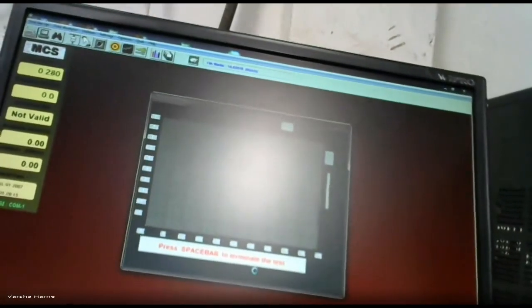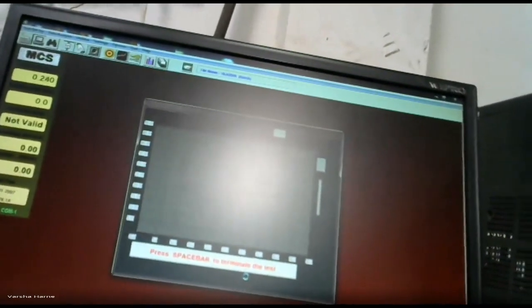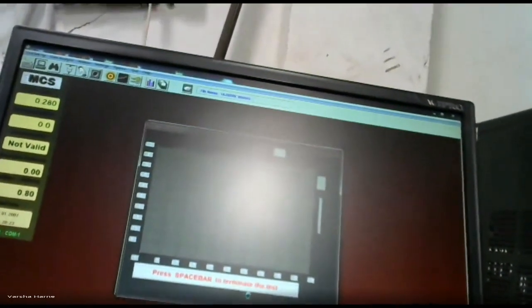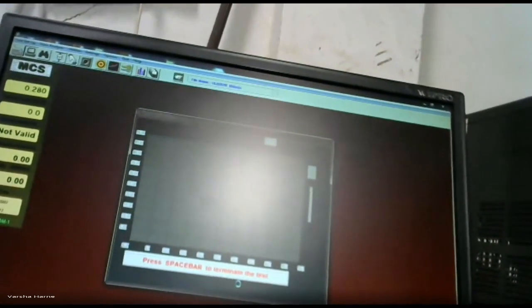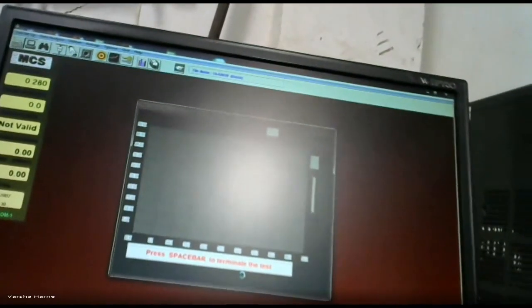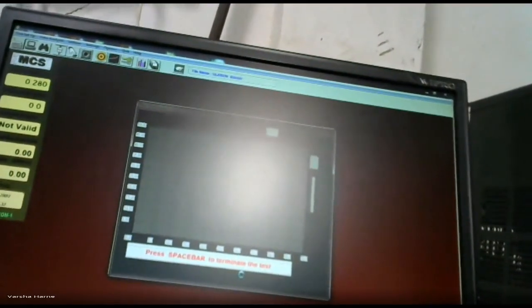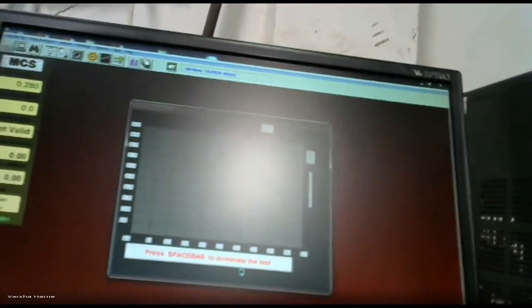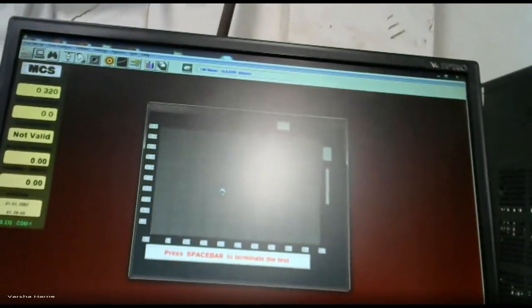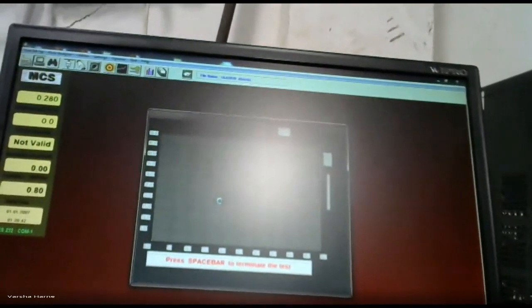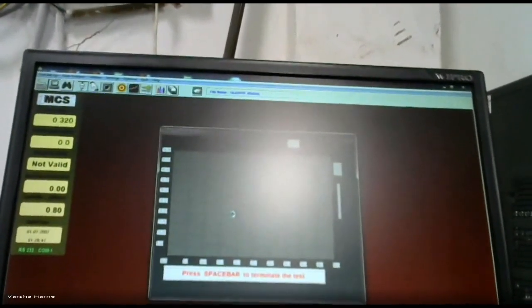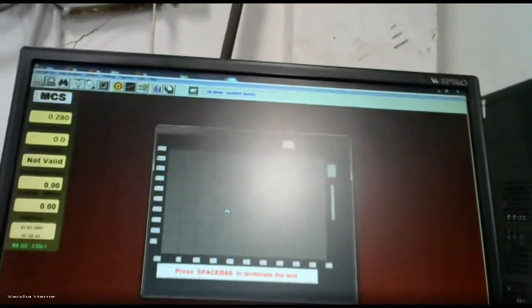Again the loading criteria is the same. Then we have to apply the load, which is increased by 0.4 kilonewton. The same setup and same machine we have to use, only the test is different, that is the bending test.